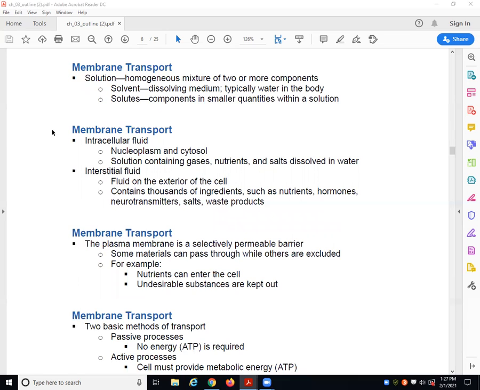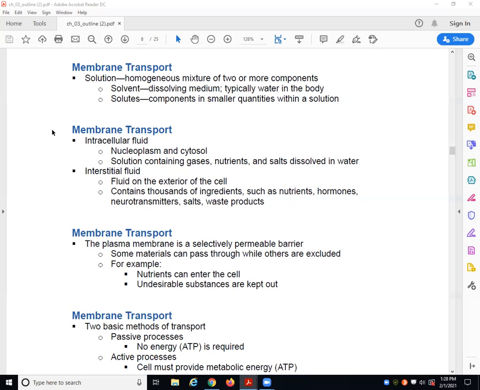The intracellular fluid is fluid inside the cell. That includes your cytosol and your nucleoplasm, because those are all fluids inside the cell. In that solution, you're going to have things like gases, oxygen and carbon dioxide. You have different nutrients, food that's been broken down. You have salts that get dissolved in water, different ions.